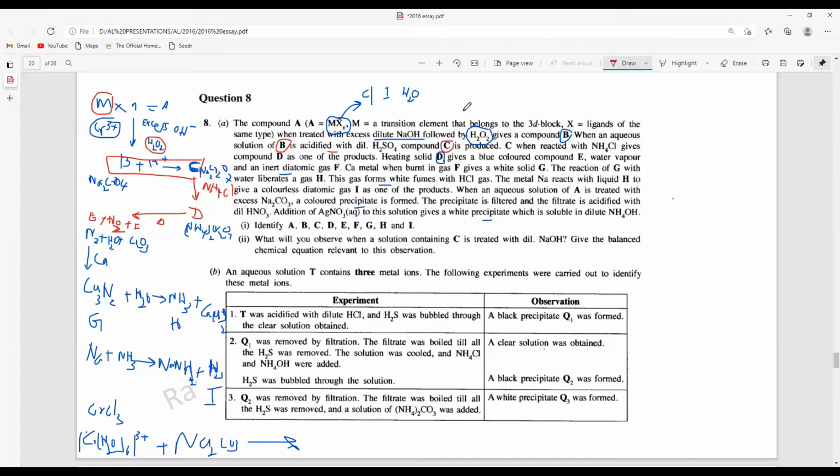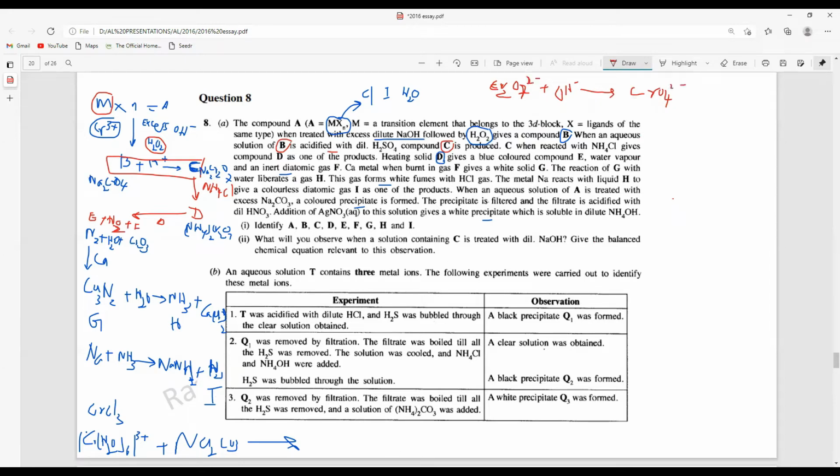So nothing happens. Basically, it's the equilibrium that gives the shifting, because the oxidation state is the same. So C is sodium dichromate. So you have Cr2O7 2 minus, and when you add OH minus, it will be transferred to CrO4 2 minus. Sorry for the writing.